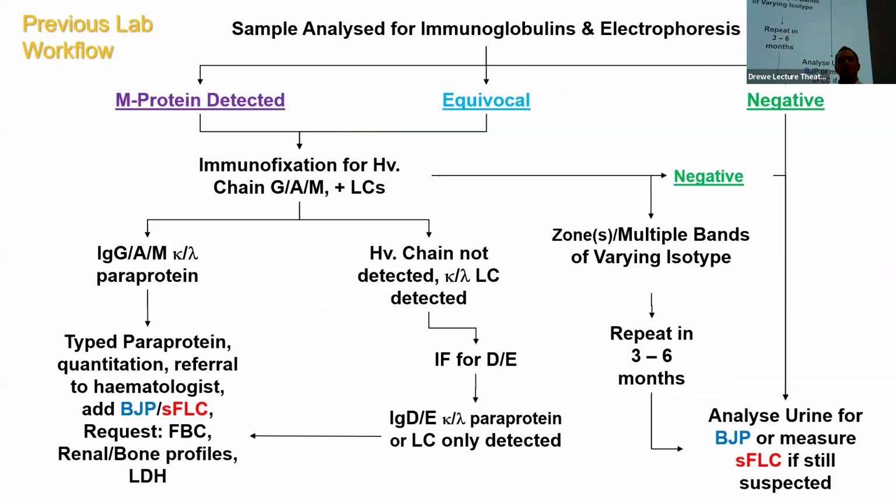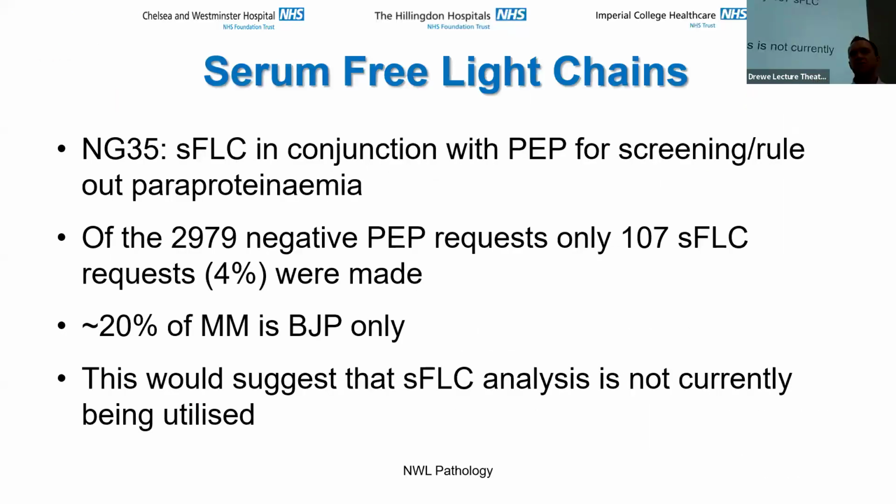So this was our previous laboratory workflow, and we used to use both BJP and free light chains. And I'm just going to give a very brief overview of how we went about changing over to free light chains, because this is one of the struggles that some laboratories have had. So why would we even want to go over to serum free light chains? I've already mentioned that it's in the guidelines, but why is it in the guidelines over Bence-Jones protein?